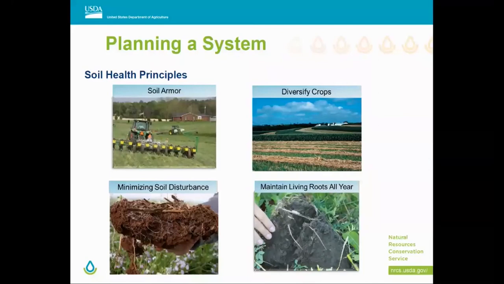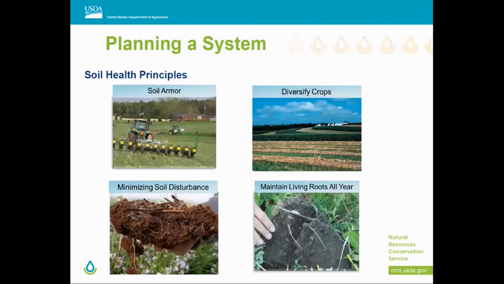We have to protect the soil from that raindrop coming down from the sky, with all that energy that is going to detach the soil particles from the soil and start the erosion process. We want to minimize soil disturbance, not only, again, to keep that soil armored, but to create a habitat for that diverse microbial activity that we need and we want to encourage, again, for aggregate stability and a lot of nutrient cycling.